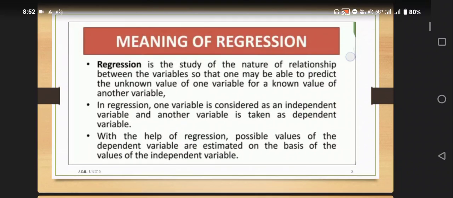What is meant by regression? Regression is the study of the nature of relationship between the variables so that one may be able to predict the unknown value of one variable for a known value of another variable. In regression, one variable is considered as an independent variable and another variable is taken as dependent variable. With the help of regression, possible values of the dependent variable are estimated on the basis of the values of the independent variable.